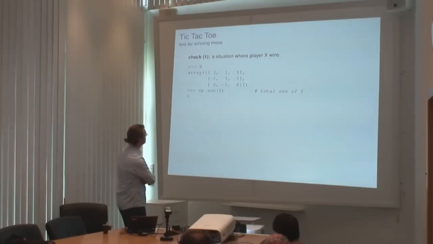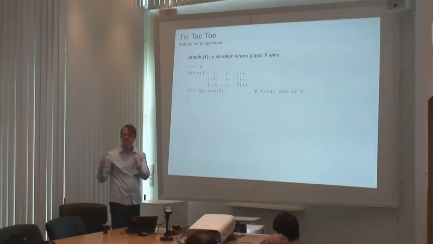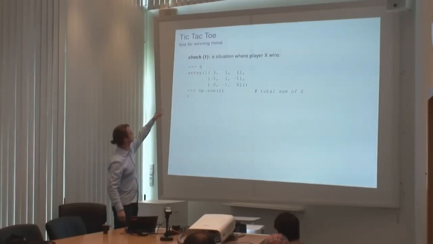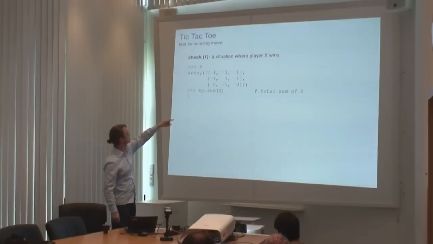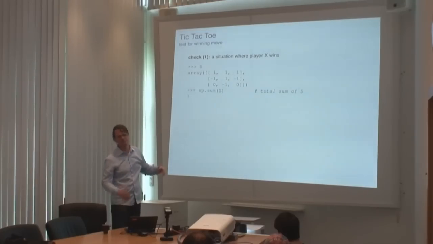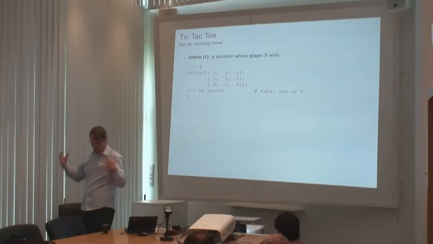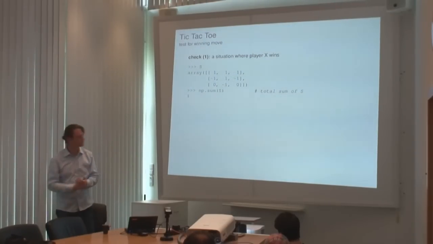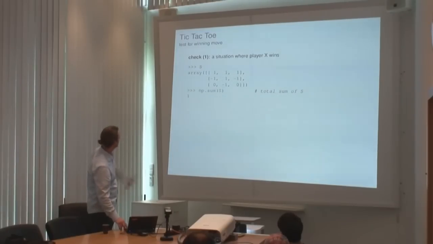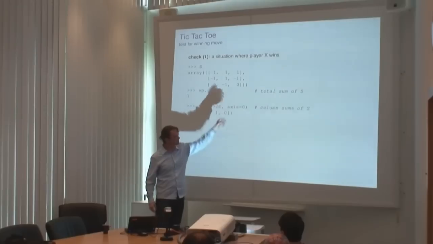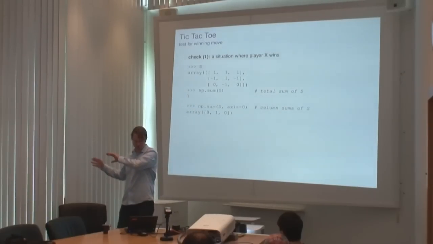Let's familiarize ourselves with the function sum. If we apply this function np.sum to the array S, we get 1. Let's see, we have 1 plus 1 plus 1 minus 1 plus 1 minus 1 plus 0 minus 1 plus 0. That should be 1. So this is the total sum of the entries in S. We can modify this function sum by specifying that it should sum along the columns.